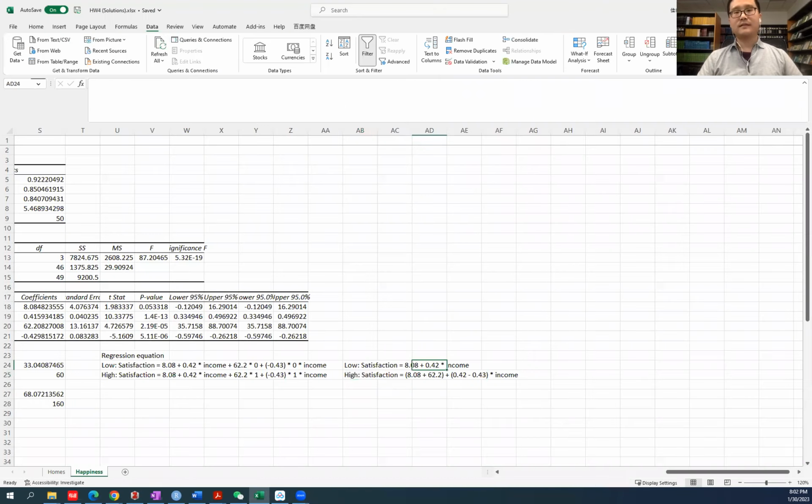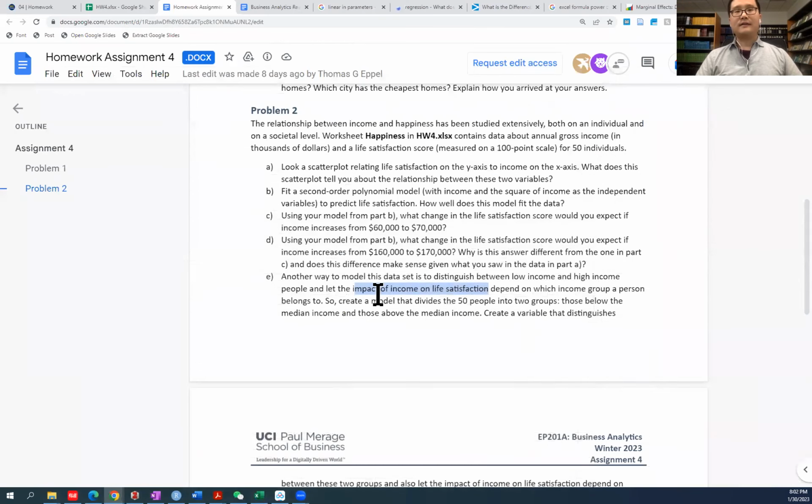In contrast, when a person belongs to the high income group, the slope equals to this much. It's about negative 0.01. And the slope differs from the low income group. So that's why the impact of income depends on the income group.